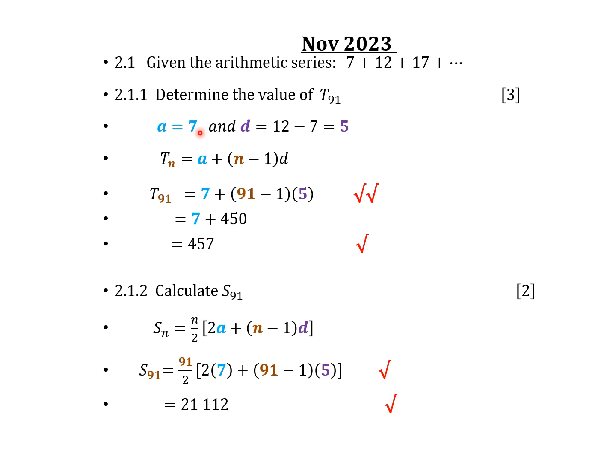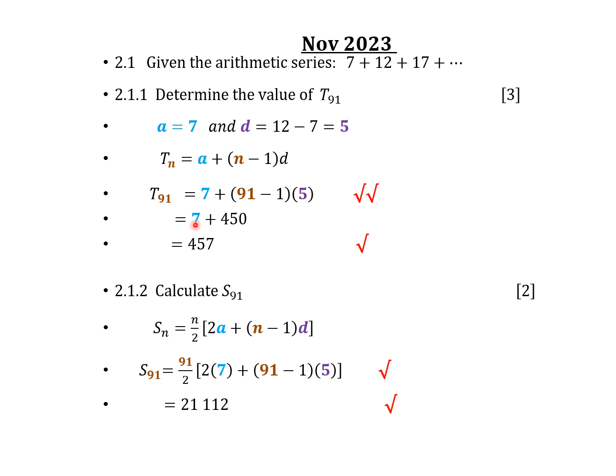So A equals 7. D, as I said, is term 2 minus term 1: 12 minus 7 gives me 5. So A is 7, D is 5, and N is 91. 91 minus 1 gives me 90. 90 times 5 gives me 450. 450 plus 7 gives me 457.